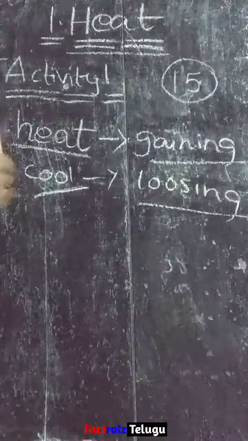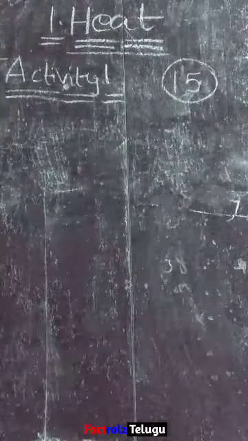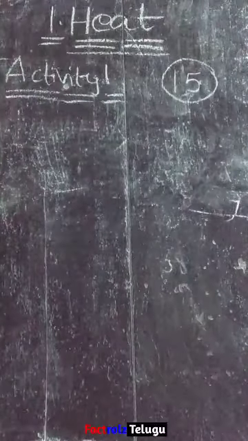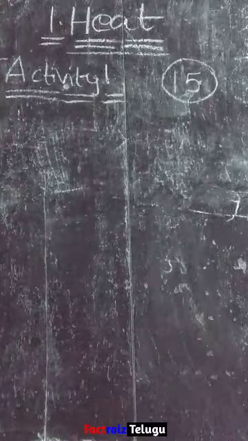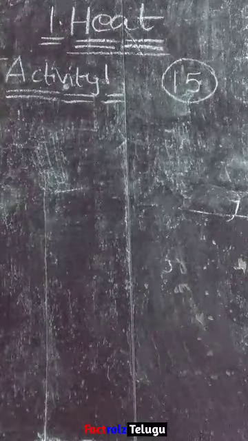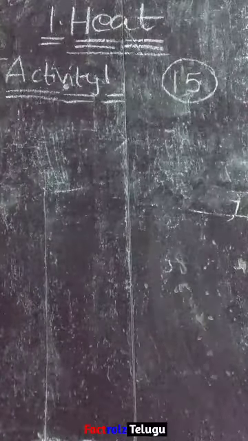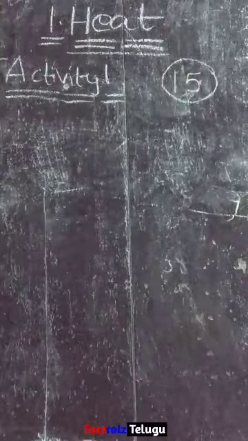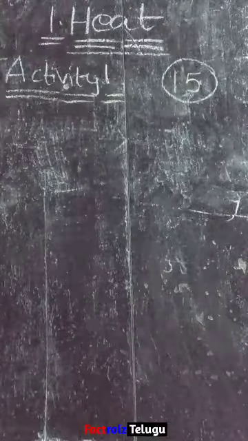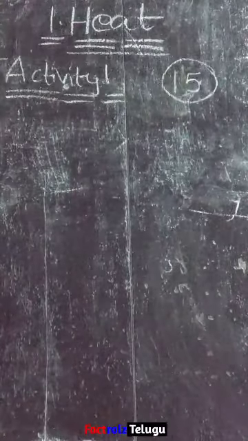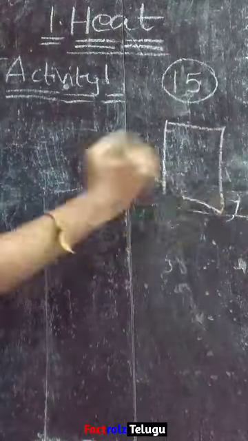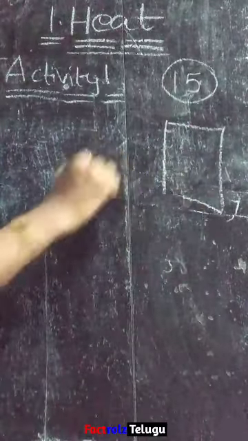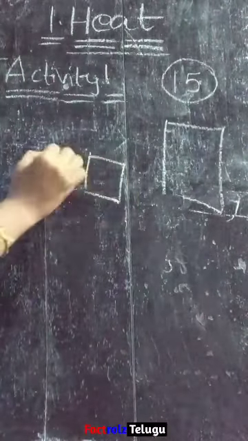Now come to the point. In activity one, we are going to conclude that when you touch the metal or wooden piece, you feel that they are cold. Why? Because they were taken from the refrigerator. That means heat energy is being transferred from your finger to the pieces. Suppose this is the refrigerator and you have taken out the piece and you hold it with your hand.